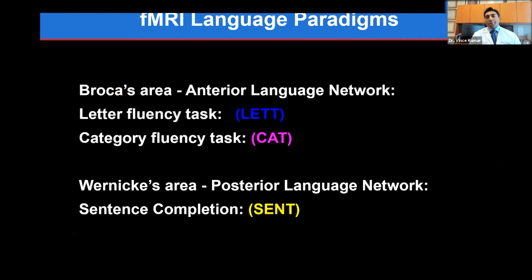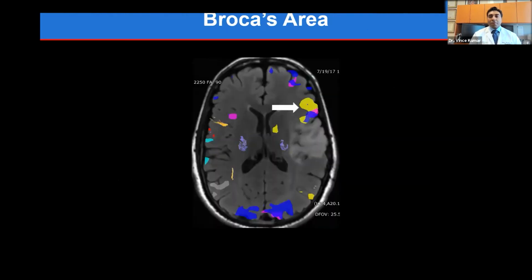So how do we obtain these functional MRI images? We administer paradigms to the patients, and there are different paradigms that stimulate different areas. So we administer a letter fluency task and a category fluency task to localize the anterior language network or Broca's area, and a sentence completion paradigm to localize the posterior language or Wernicke's area. And although they're specialized for the anterior and posterior networks, often there can be overlap.